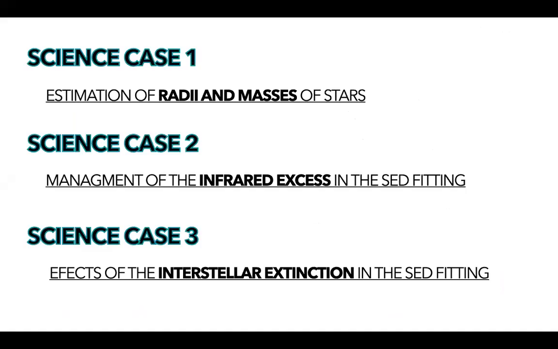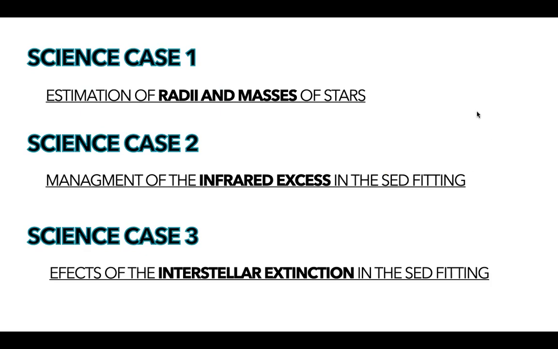This tutorial is divided in three parts, or three science cases. The first one is the estimation of the radius and mass of 2 stars. The second one is the identification and management of the infrared excess in the CD15. And the third one is about the effects of the interstellar extinction in the CD15.